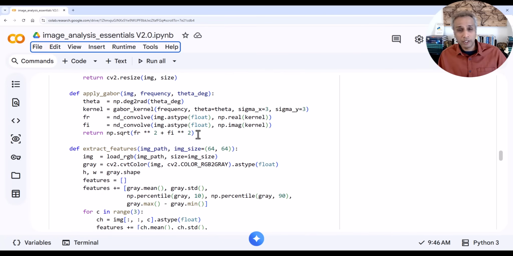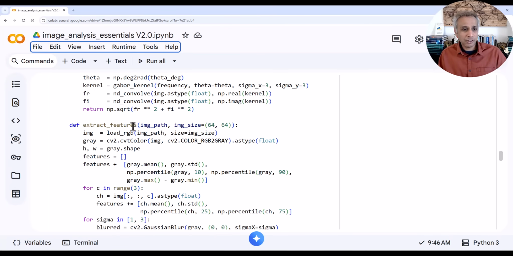Apply Gabor is another function. So Gabor filter, I talked about it in the last tutorial. It is a function of frequency, theta, and a whole bunch of other parameters. And when we call this function, we are going to extract features using Gabor accordingly. Now, talking about extract features, that's the next step.